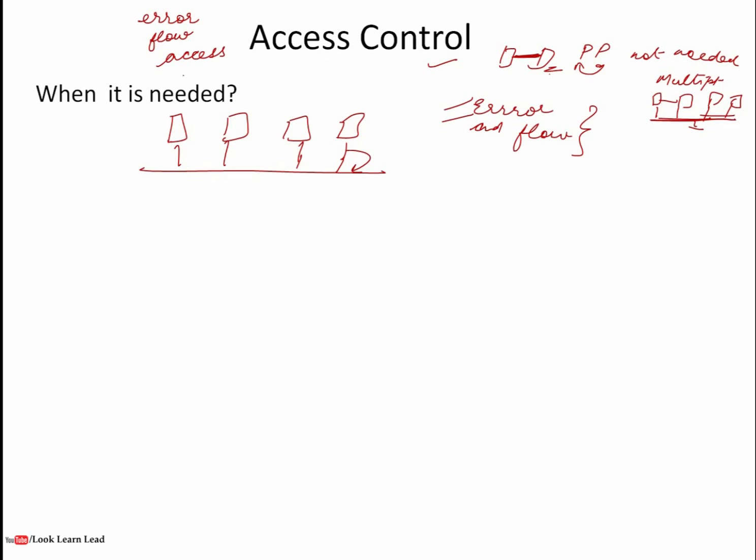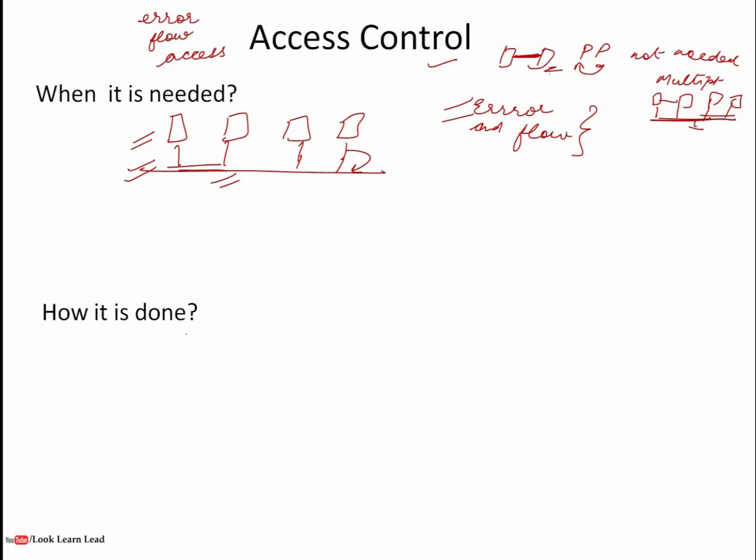Okay, access control. So why is access control needed? That is when we have two or more systems sharing the same media and they want to send data simultaneously on this media. Then we need access control. Now let us see how it is achieved in networking.